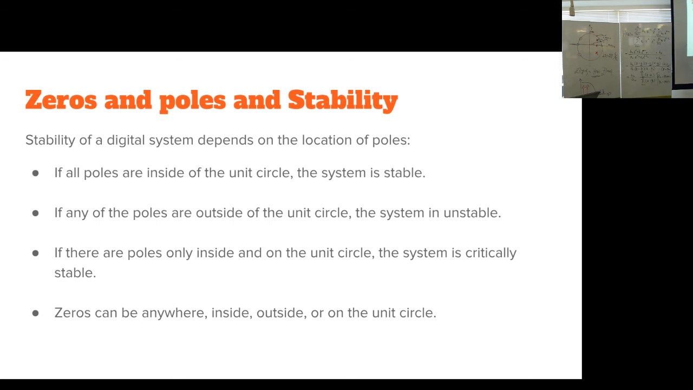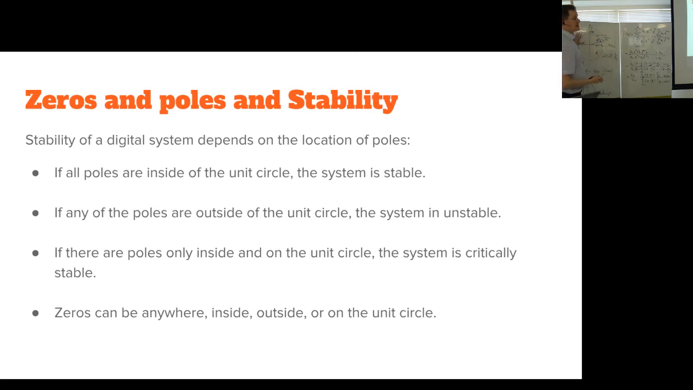A critically stable system means that there is a pole or pole pair exactly on the unit circle. It is very hard to keep it there though, because of the computing accuracy. If you are a little bit on the wrong side of the unit circle due to the machine epsilon, something like 10 to minus 16, then it starts to be unstable. Not a good thing.